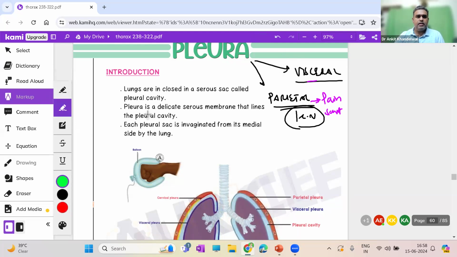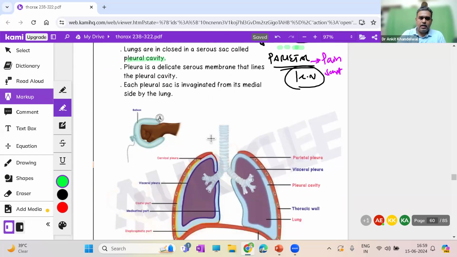So let us read them. Lungs are enclosed in a serous sac called the pleural cavity. It is a delicate serous membrane. You have a potential space between them, just having some pleural fluid between them. Okay, so here's a diagram that is given.